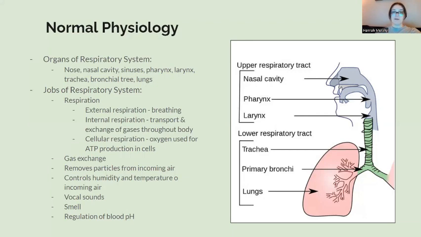The jobs of the respiratory system also include gas exchange, removing particles from incoming air, controlling humidity and temperature of the incoming air, creating vocal sounds, the sense of smell, and regulation of blood pH.